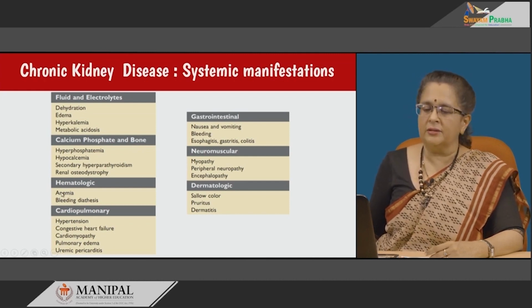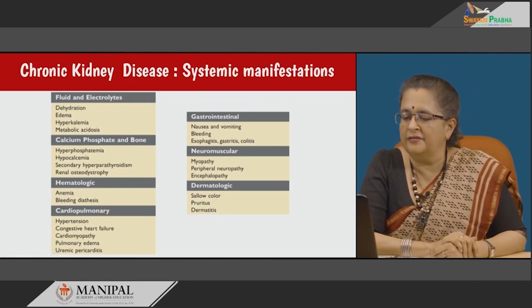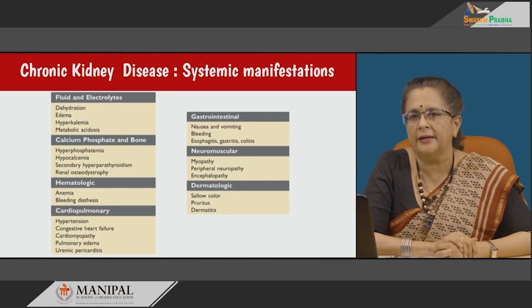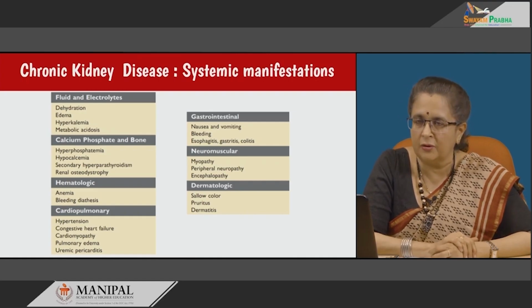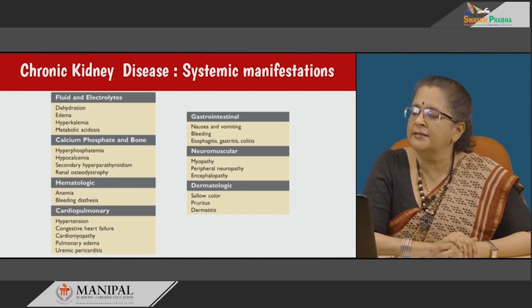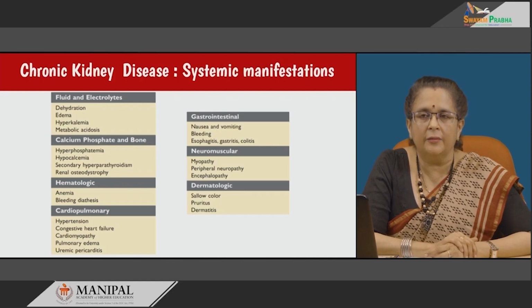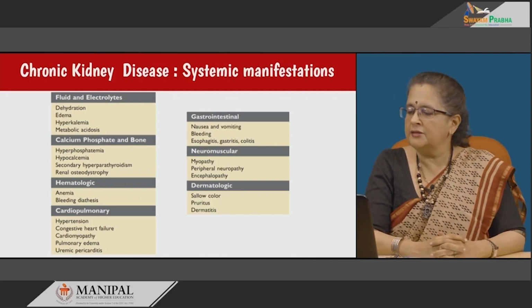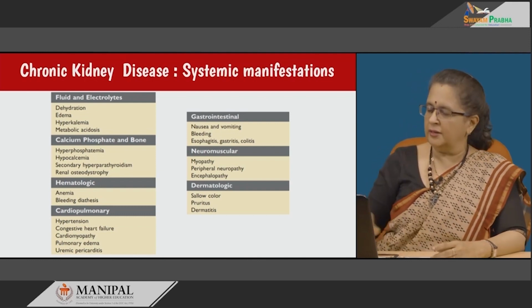Hematological abnormalities include anemia, bleeding diathesis. Cardiopulmonary manifestations are hypertension and congestive cardiac failure, cardiomyopathy, pulmonary edema, as well as uremic pericarditis. Gastrointestinal manifestations, patient may have nausea and vomiting, or esophagitis, gastritis, colitis or bleeding. Neuromuscular manifestations include myopathy, peripheral neuropathy as well as encephalopathy. Dermatologically, usually pruritus and dermatitis are common, sometimes just a sallow color may be there.